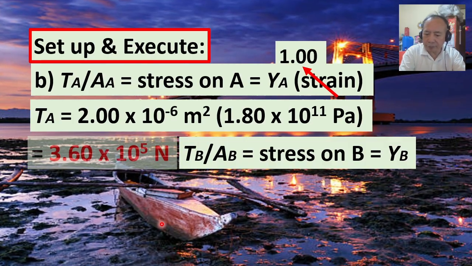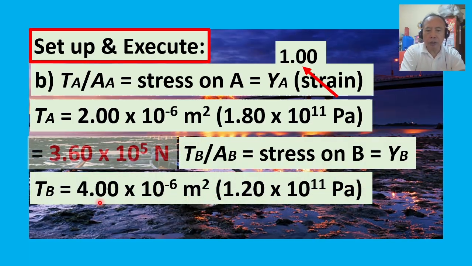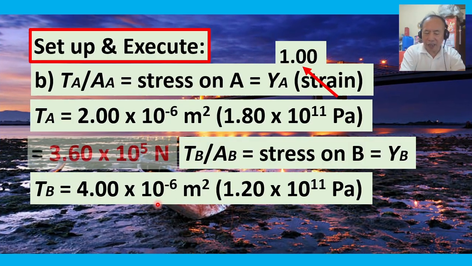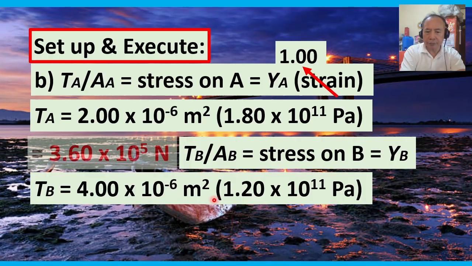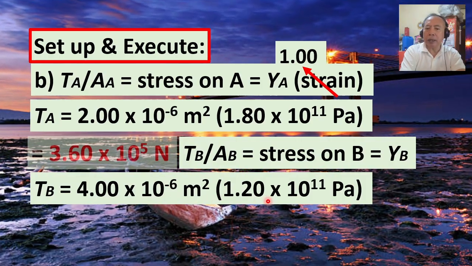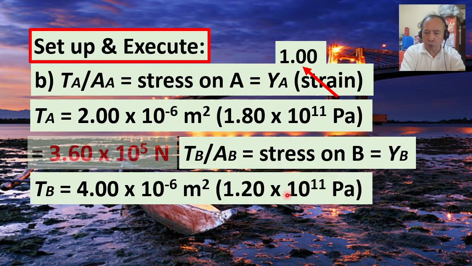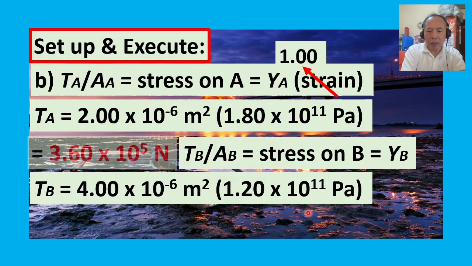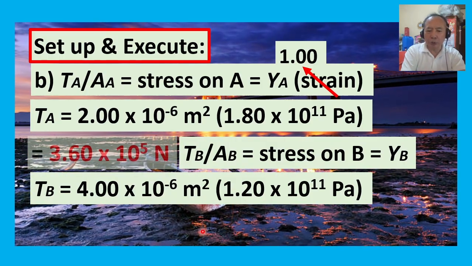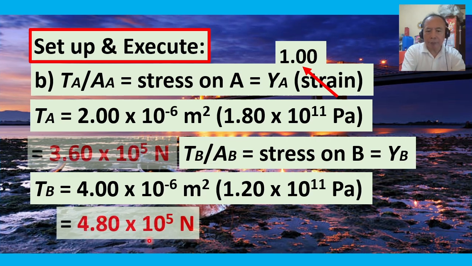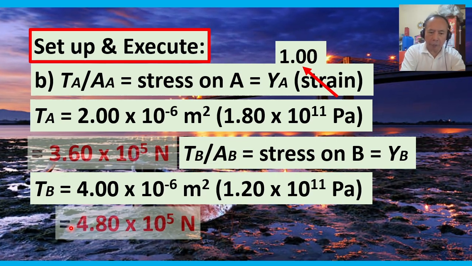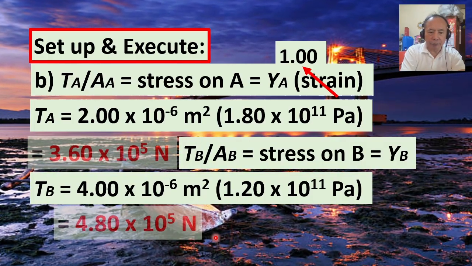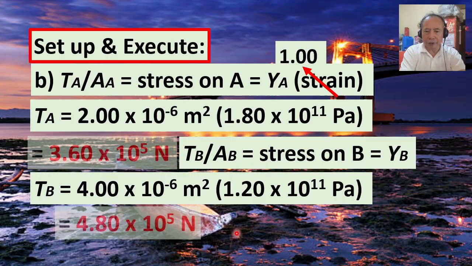sub B will just be equal to the cross-sectional area already expressed in meters squared, 4.00 times 10 raised to the negative 6 meters squared, which when multiplied by the corresponding Young's elastic modulus of wire B, 1.20 times 10 to the 11th power Pascal, we will get the value of the tension T sub B equal to 4.80 times 10 raised to the fifth power Newton, also in three significant figures.